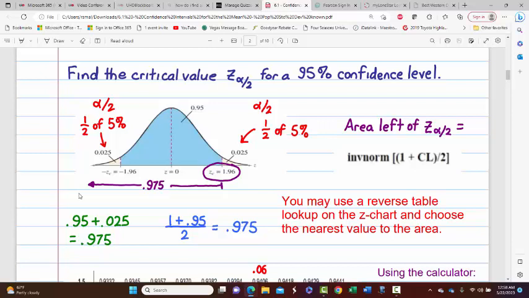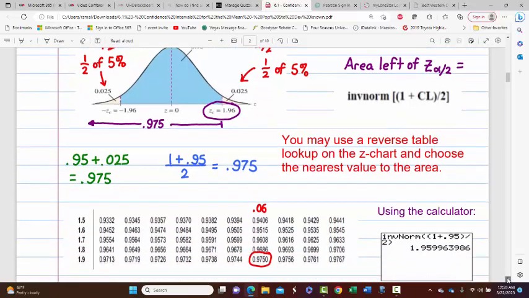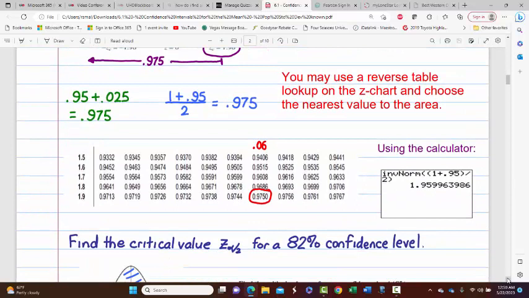But instead of doing it this way, you can do it like this. Notice I have this wrapped in parentheses, inverse norm, and then we'll see it in Excel also. It's 1 plus the confidence level. So if it was 95%, you just put in 1.95, divided by 2, and that's the inverse norm in the calculator. Then we'll see what Excel is here in just a second.